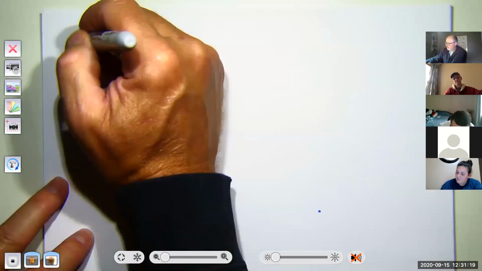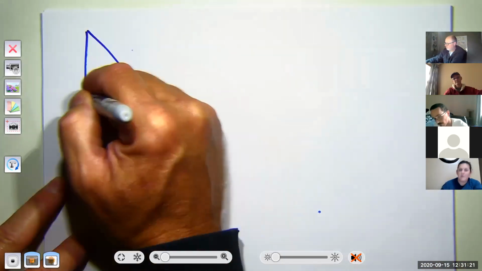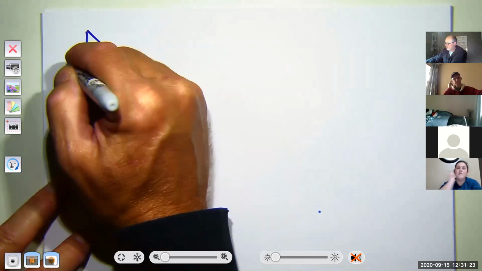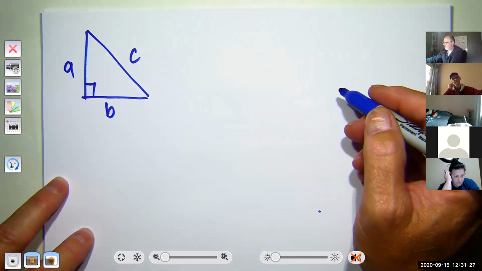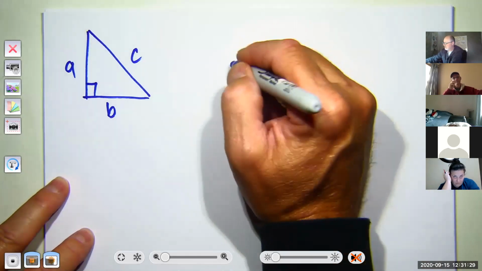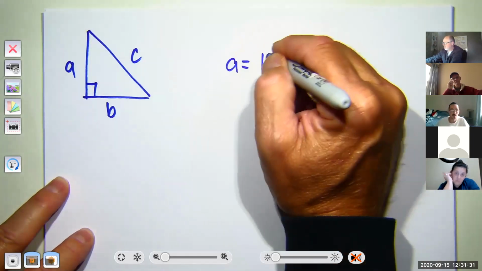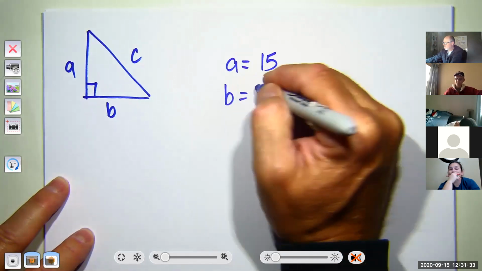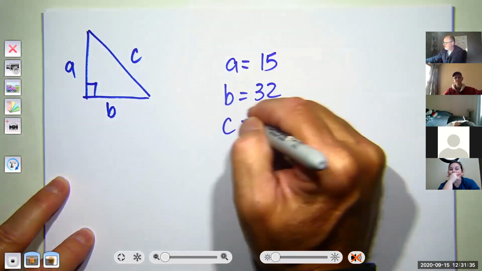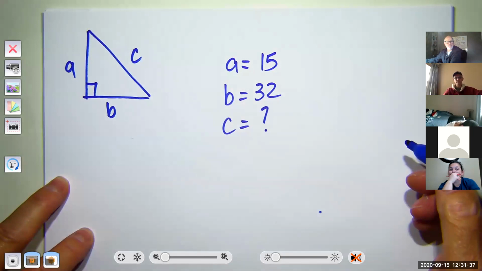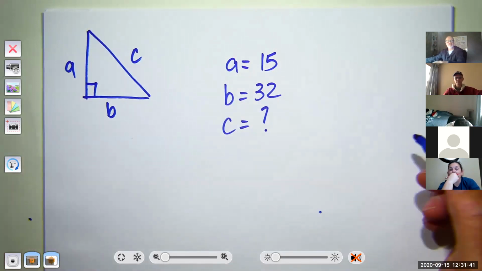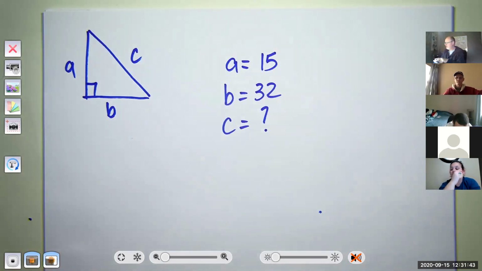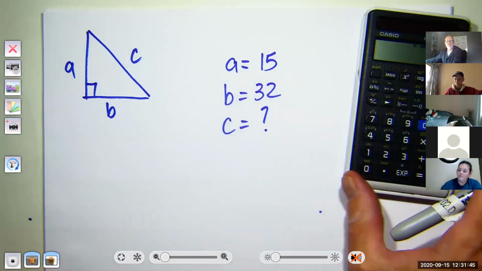I have a right angle triangle, A, B, C. I'm going to say that A equals 15 and B equals 32. What is C? At this point, I'd like you to get out your calculators and get ready to start to do some calculations.